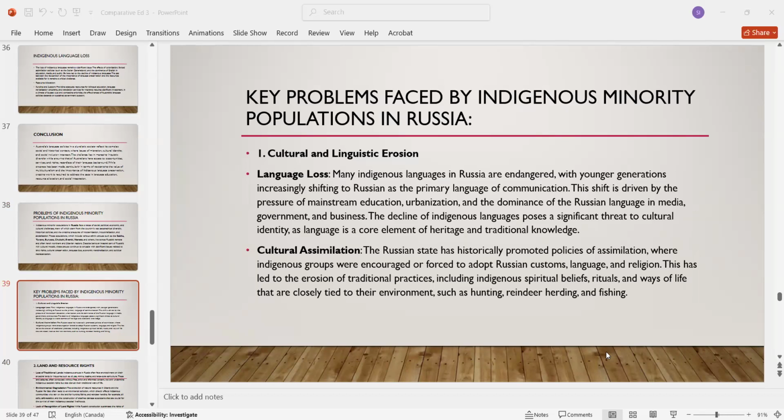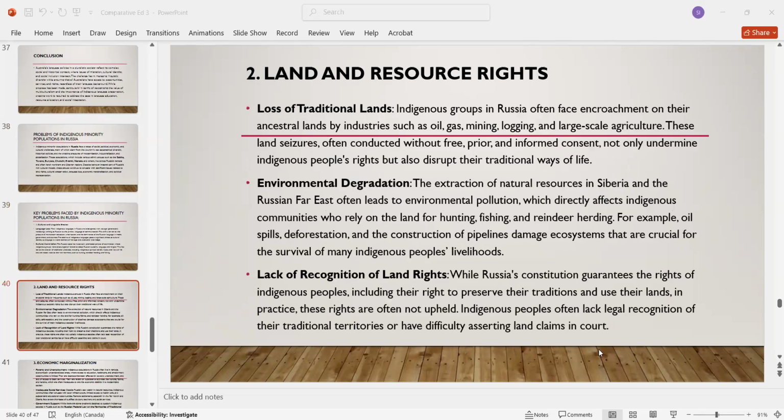Australia also, right? And cultural assimilation also the same. And loss of traditional lands. So indigenous groups in Russia often face encroachment of their ancestral lands by industries such as oil, gas, mining, logging, and large-scale agriculture. So the indigenous people are on the village side now. So with these types of industrialization, the factories will be there. So they are encroaching on the land of indigenous people.